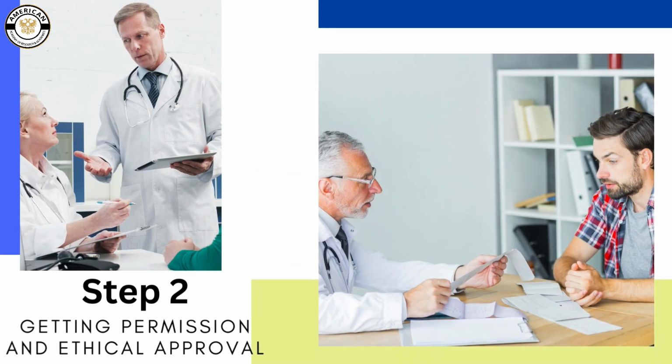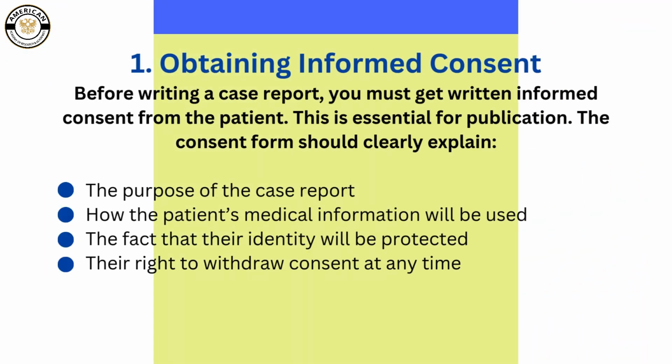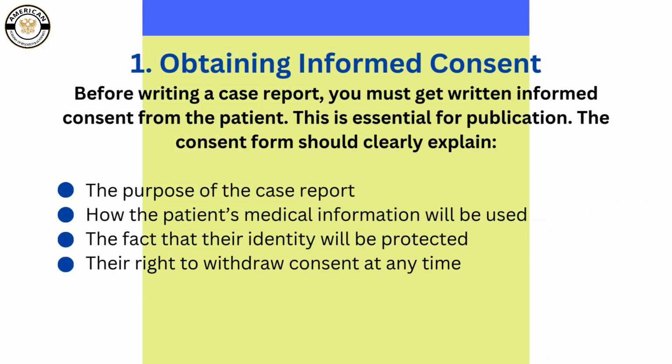Step 2. Getting permission and ethical approval. Now that you've selected your case, the next step is ensuring that you have the proper ethical approvals and permissions in place. This is one of the most important aspects of writing a case report, as it involves patient confidentiality and medical ethics. Before you can proceed, you must obtain written informed consent from the patient. This is a non-negotiable requirement for case report publication.